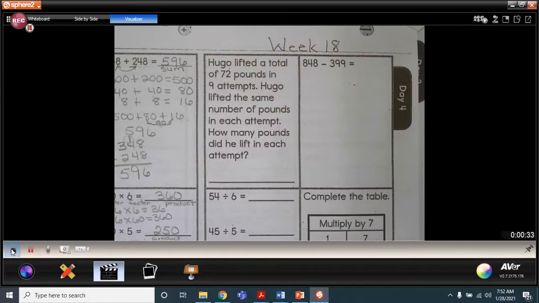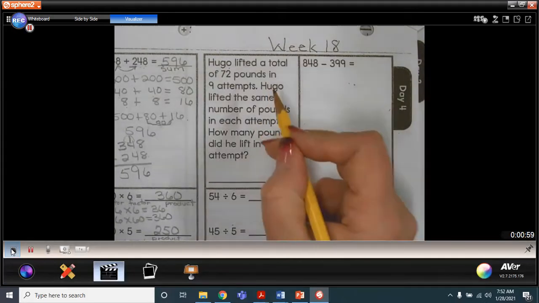So it says, Hugo lifted a total of 72 pounds in 9 attempts. An attempt is a try, just in case you didn't know what an attempt was. So Hugo lifted the same number of pounds in each attempt or try. How many pounds did he lift in each attempt?